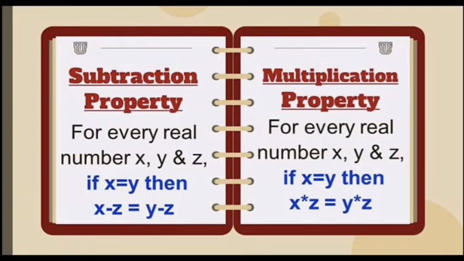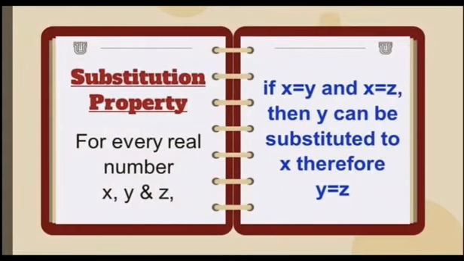Multiplication property: for every real number x, y, and z, if x equals y, then x times z equals y times z. So in here, both sides of the equation are being multiplied by the same number z. Substitution property: for every real number x, y, and z, if x equals y and x equals z, then y can be substituted for x, therefore y equals z.